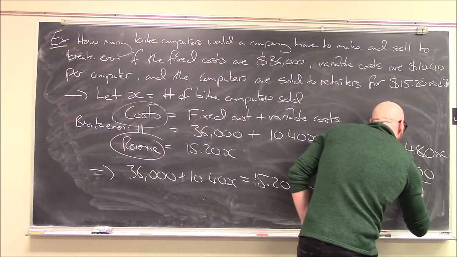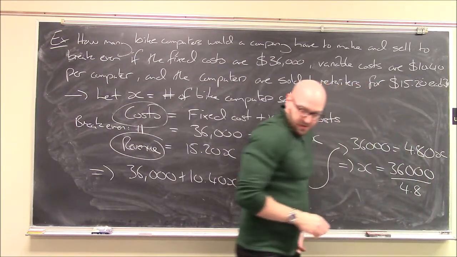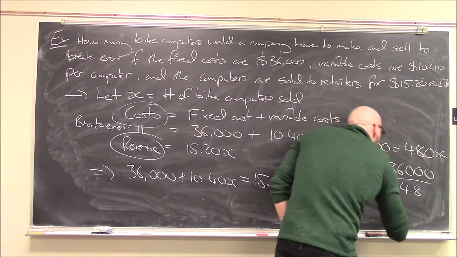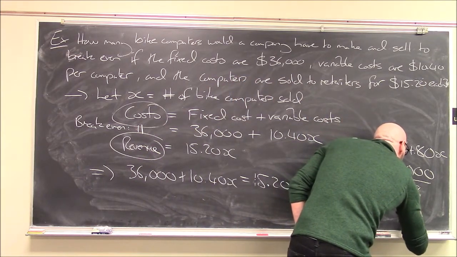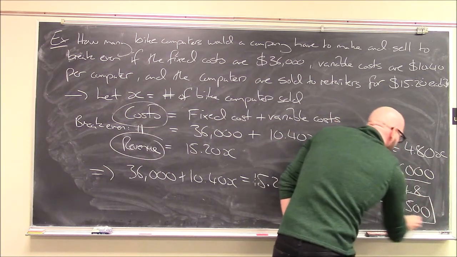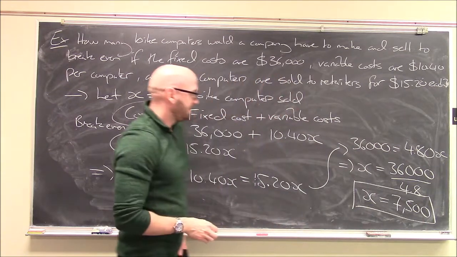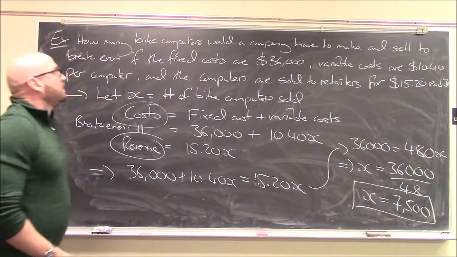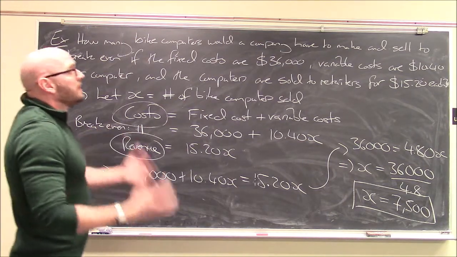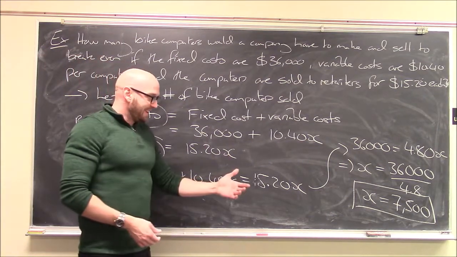36,000 divided by 4.8. If you plug this into a calculator, this is exactly 7,500. So if you sell 7,500 bike computers, that's your break-even point. You want to sell at least that many to make a profit.